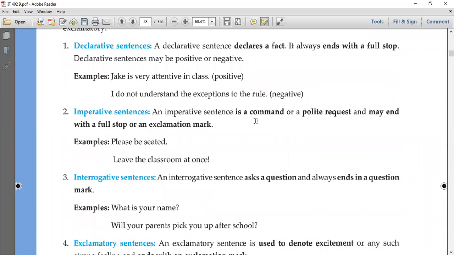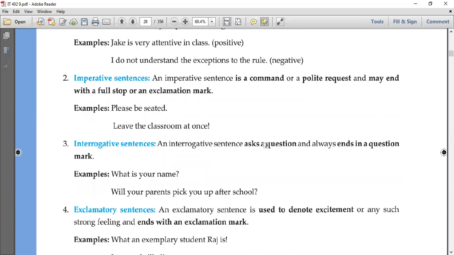Imperatives are the sentences which convey a command or a request, right? If you are commanding somebody or sending a request to somebody, that is imperative. All these imperative sentences end with an exclamation mark or a full stop. "Please be seated" is a request, and "Leave the classroom at once" is one kind of command that you're giving to somebody. तो यहाँ exclamation है, यहाँ पे full stop है.